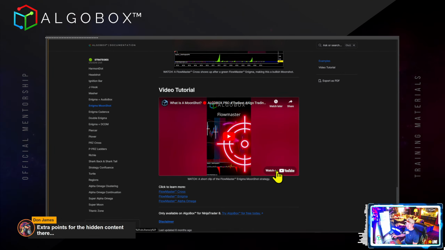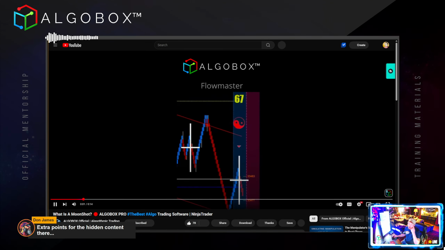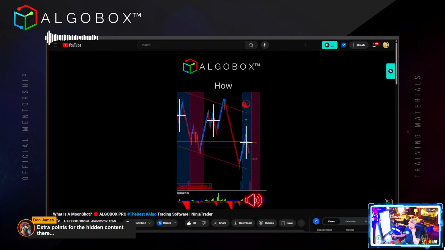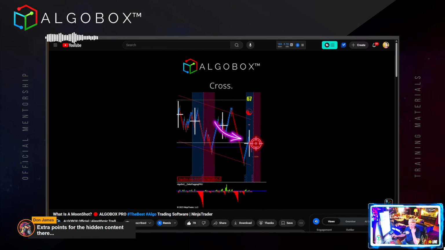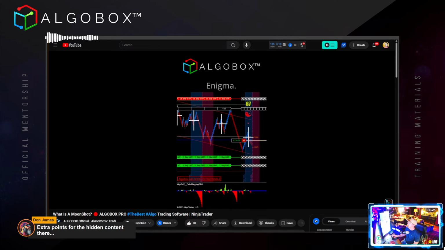Next, let's go to... What is a MoonShot? It's a Flowmaster Enigma plus a Flowmaster Cross. How do you trade it? Red Enigma, Flowmaster Cross. Sell it. Stops above the Enigma. Simple.